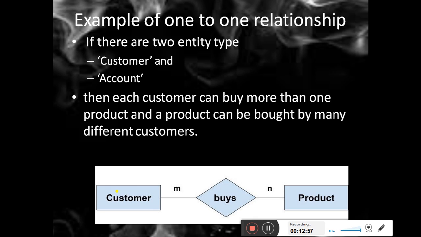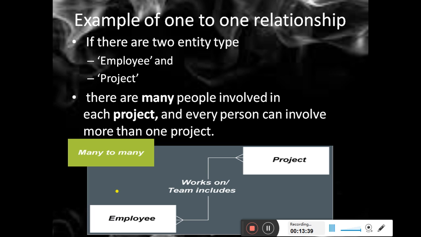For example, there are two tables, customer and product. Each customer may buy different products. Correct? And each product can be bought by many different customers. So this is many-to-many relationship. A customer can buy more than one product, and a product can be bought by many different customers. So this is many-to-many relationship. This is another example of many-to-many.